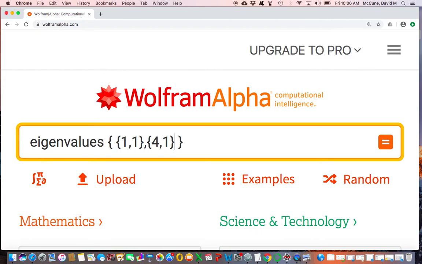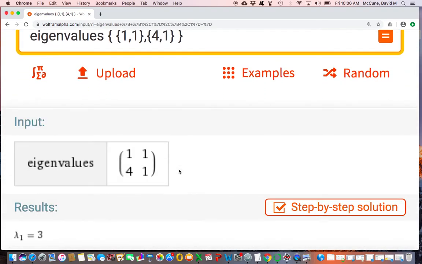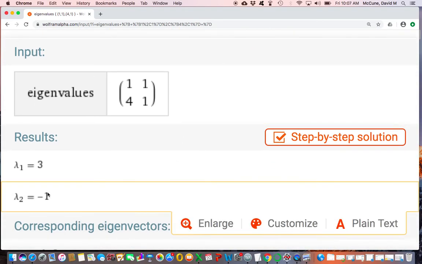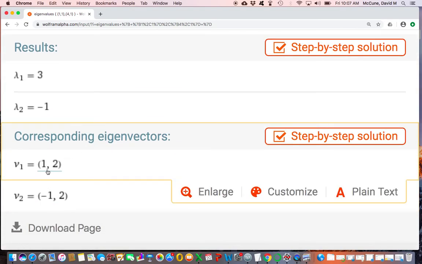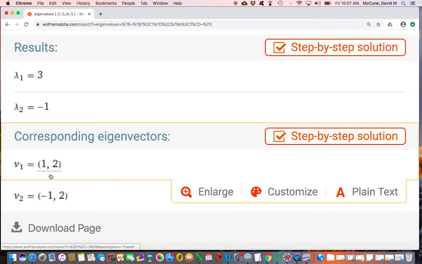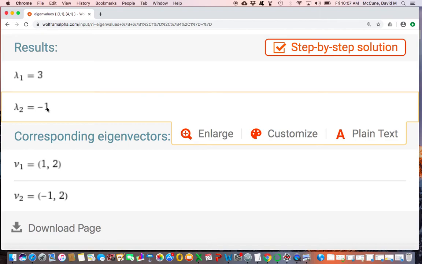So if you wanted to add another row, which we don't have here, it'd be like that or whatever. Okay, so now I just hit enter. And Wolfram does what Wolfram does, it just tells you everything you want to know. There are two eigenvalues, 3 and -1, and then it says corresponding eigenvectors. Wolfram writes its vectors horizontally. We need them vertically, but it doesn't matter. So 1, 2 and -1, 2. 1, 2 corresponds to 3, -1, 2 corresponds to -1.